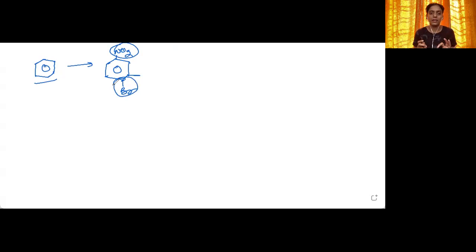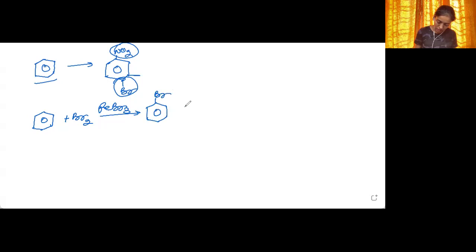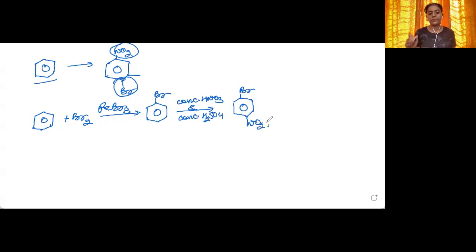Now, if you do bromination first, then the nitro group will move to the para position because this bromo group is ortho-para directing. So here we will follow this sequence: we will first conduct the bromination of benzene in the presence of FeBr3 as catalyst. And now we can just treat it with concentrated nitric acid and concentrated sulfuric acid to form para-bromo nitrobenzene. Okay, let's now move into the next part of this question.